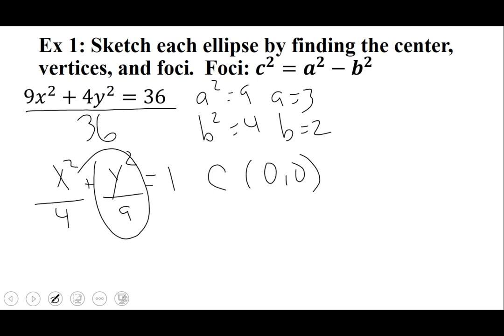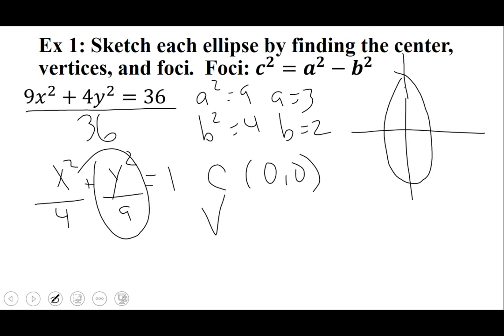In terms of what this is going to look like graphically, we already know that it's going to open bottom to top, because the larger value is with the y. So the center is here at 0, 0. For the vertices, they have to be a units away on the major axis. Because a is equal to 3, and the vertices have to exist on the vertical axis, the vertices are at 0, 3 and 0, negative 3.